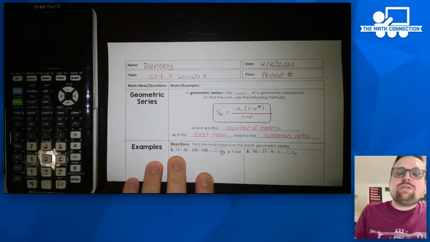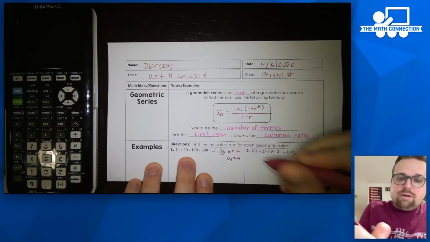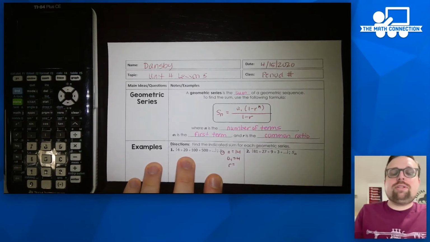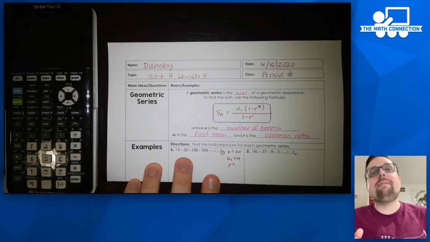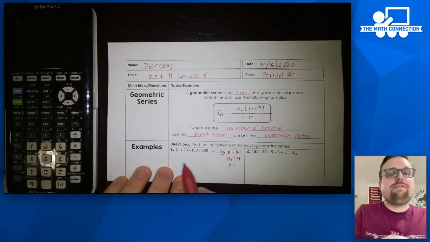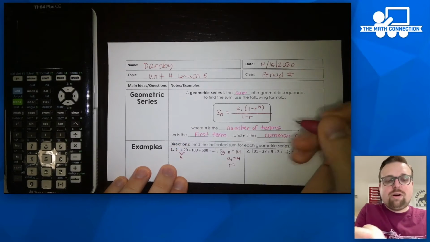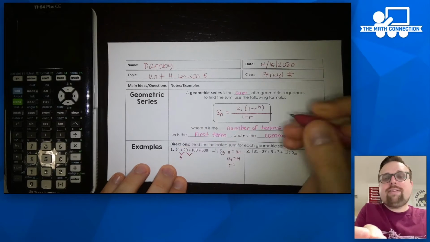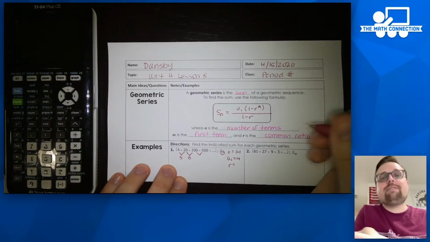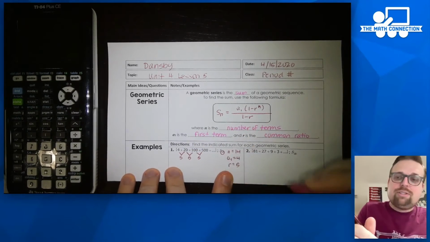I know that the first term in the sequence is 4, so a sub 1 is 4. And then I need to figure out what is the r value, which is the common ratio. So what am I multiplying a term by to find the next term? So 4 times what gives me 20? Well, 4 times 5 gives me 20. And 20 times what gives me 100? Well, that's also 5. And then 100 times what gives me 500? It's 5. So you're multiplying by positive 5 each time.